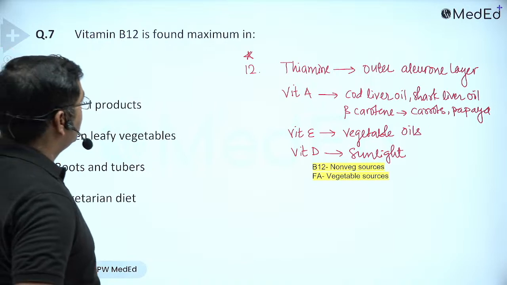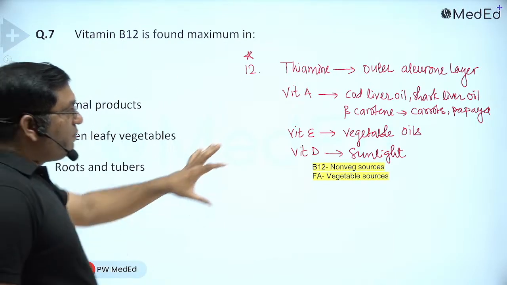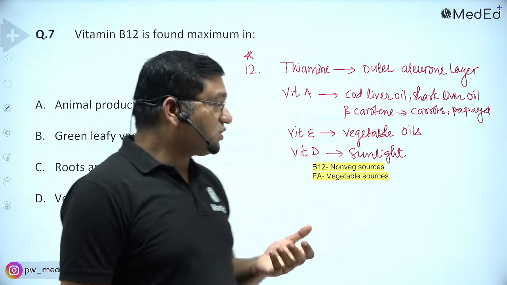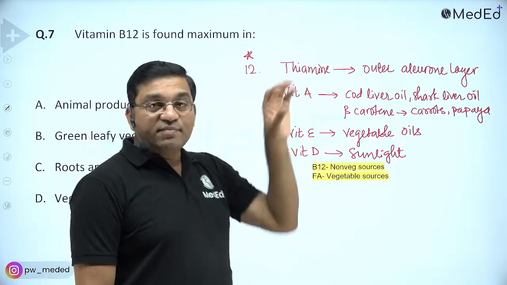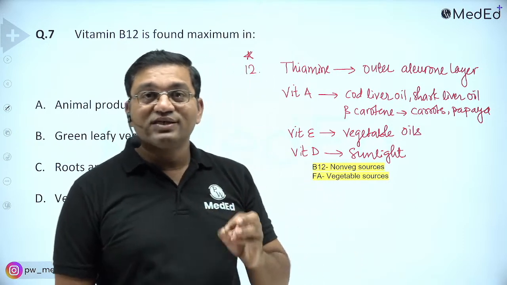Now vitamin B12 is found maximum in. Now remember some dietary sources, some important dietary sources which is a feature of that particular vitamin. Now see, thiamine is present in the outer aleurone layer of the cereals.